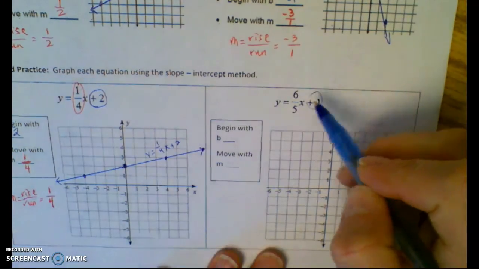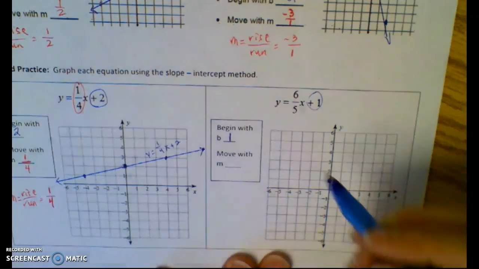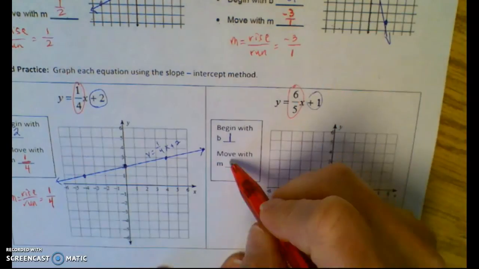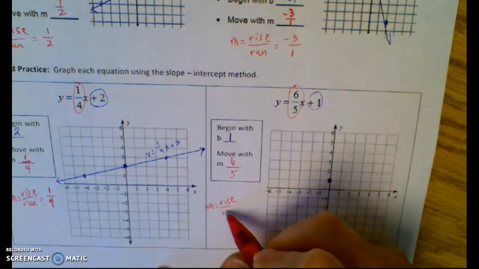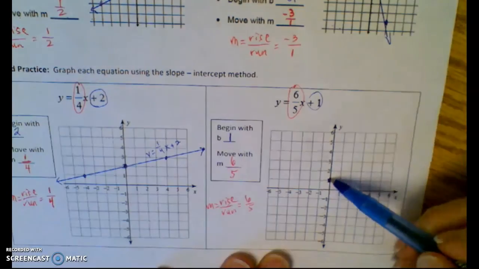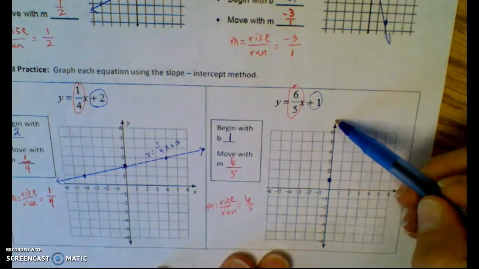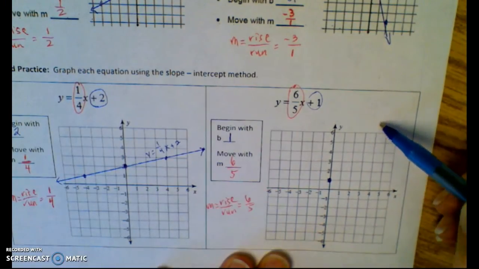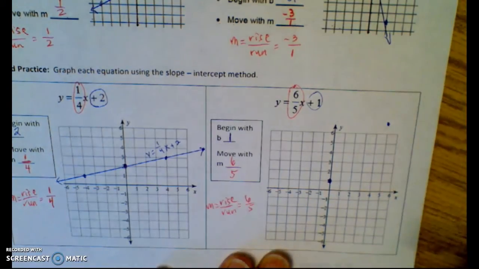Okay, begin with B, which is a positive 1. There's your beginning point. Move with your slope, which is 6/5, which means you're going to rise 6, and then you're going to run 5. So starting at our beginning point, 1, 2, 3, 4, 5, 6. 1, 2, 3, 4, 5. I know it jumps off the graph a little bit, but you can estimate where the next box should be.